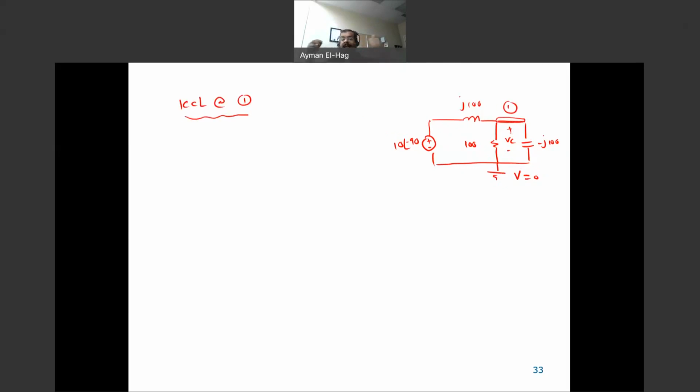So we'll assume the currents as usual are all leaving. So we'll have (VC - 10∠-90°)/(j100) + (VC - 0)/100, which is this current that goes down, and then this is the other current, plus VC/(-j100) equal to 0. So we have one equation, one unknown.